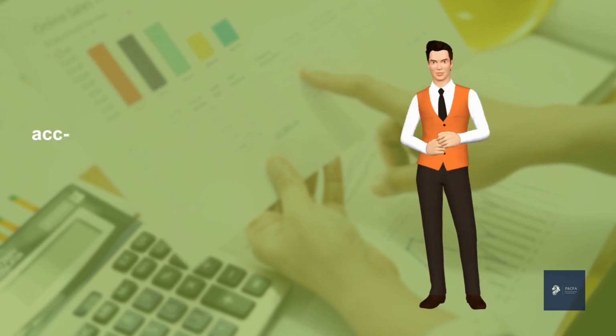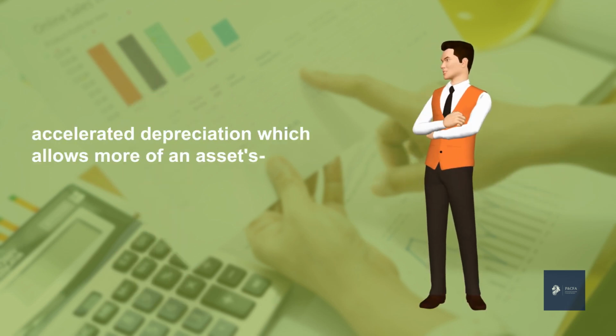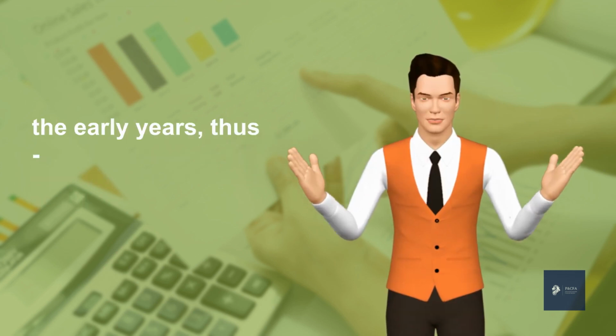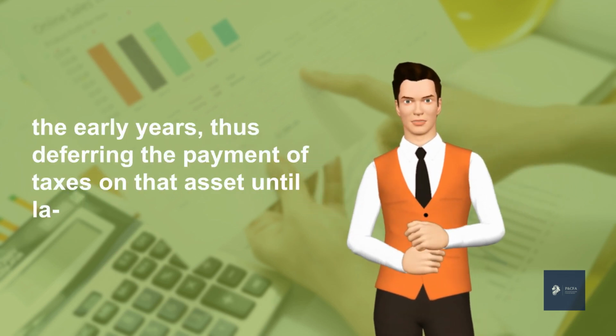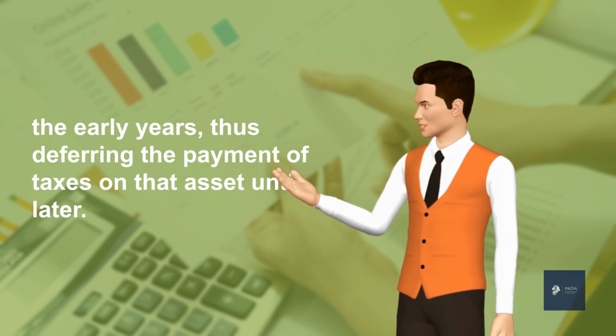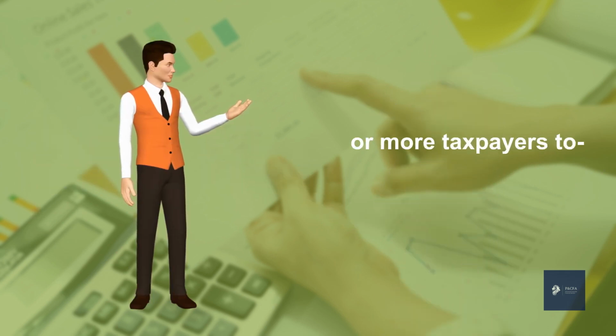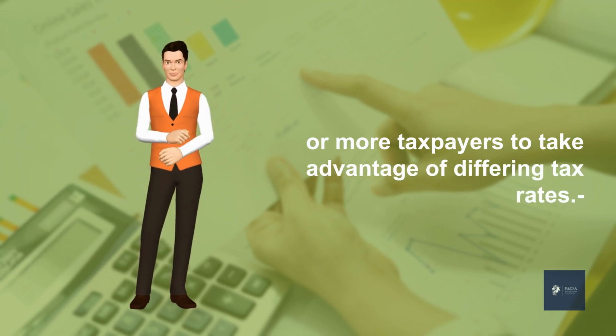For example, accelerated depreciation, which allows more of an asset's cost to be a tax-deductible expense in the early years, thus deferring the payment of taxes on that asset until later. Splitting techniques entail spreading the tax base among two or more taxpayers to take advantage of differing tax rates.